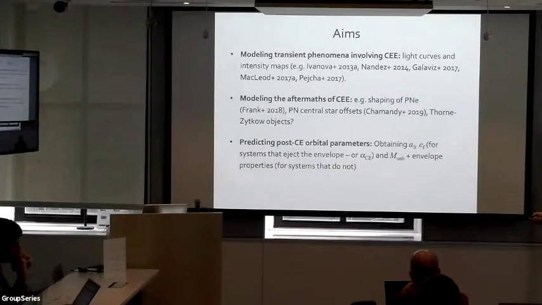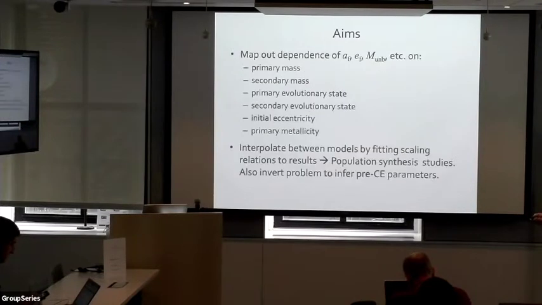We want to predict the post-common envelope orbital parameters, for example, the final separation, the final eccentricity. Those are for systems that eject the envelope, or also this, of course, alpha. Or for systems that don't eject the envelope and actually merge, we want to know about the envelope that remains. What is its mass, and what are its other properties?